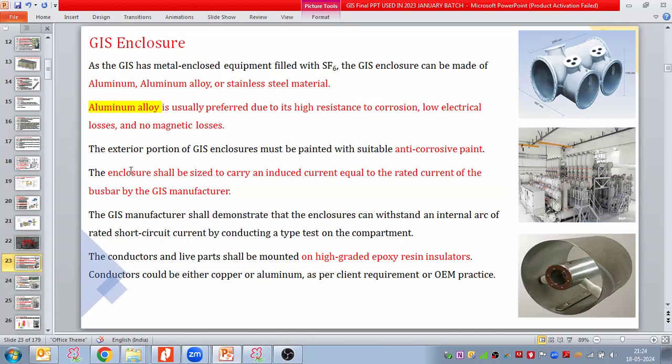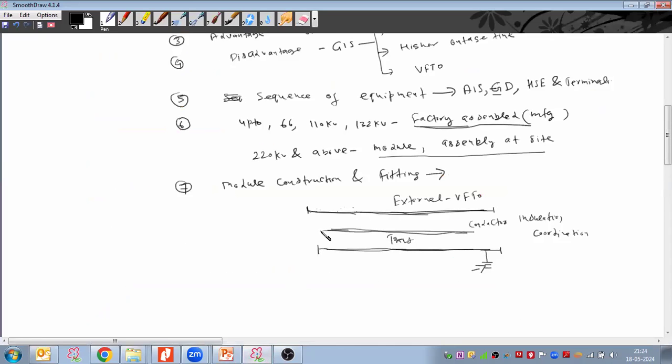So I hope I'm clear about the GIS enclosure material. What material do we take for the GIS enclosure? The aluminum alloy type, right? Instead of saying metal enclosed, I can say aluminum alloy enclosed. Aluminum alloy type enclosures we take, and we discussed what the enclosure capability should be as well.